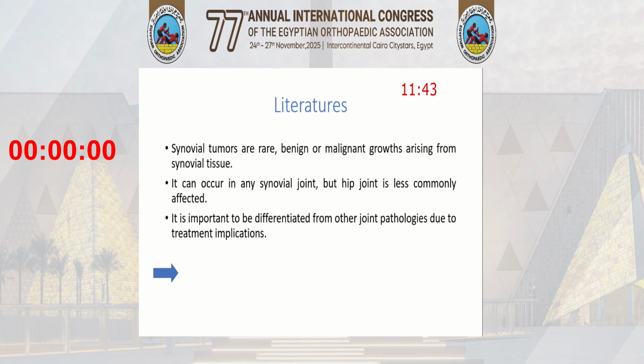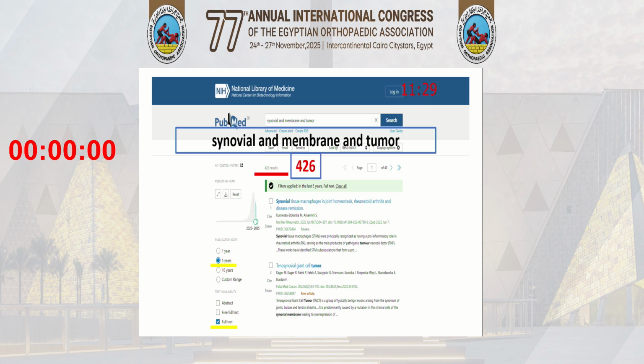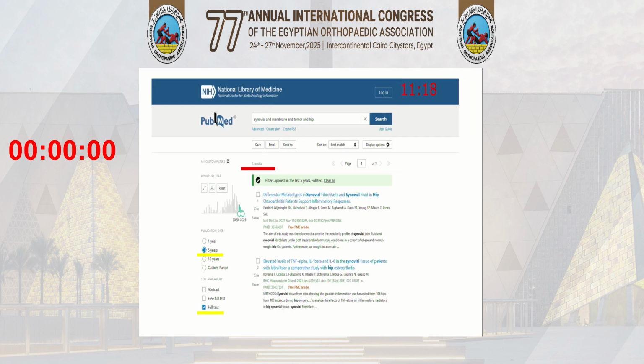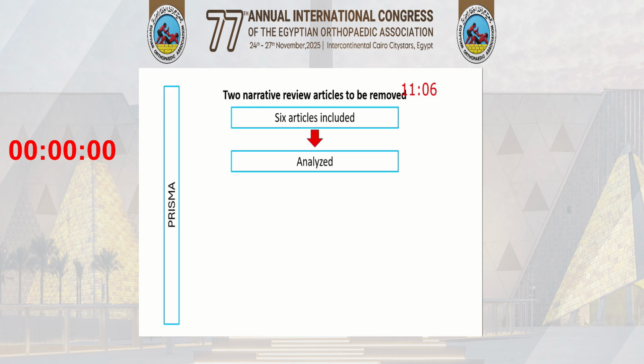When confronted with a rare situation, I usually prefer to use the Preferred Reporting Items for Systematic Reviews and Meta-Analyses, PRISMA guidelines, to go in depth. Through PubMed, if you put the keywords synovial, membrane and tumor, you will find 426 articles if you limit your search to 5 years or full text. If you add a fourth word, hip, you will find just 8 articles. Two were narrative review articles, and I analyzed 6 articles.